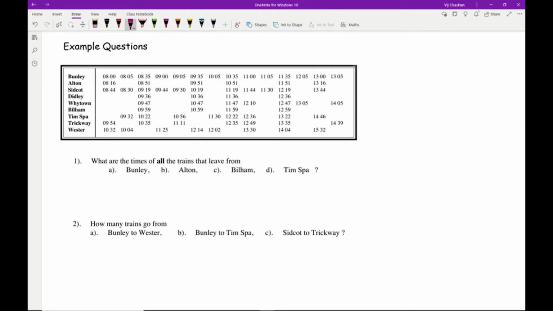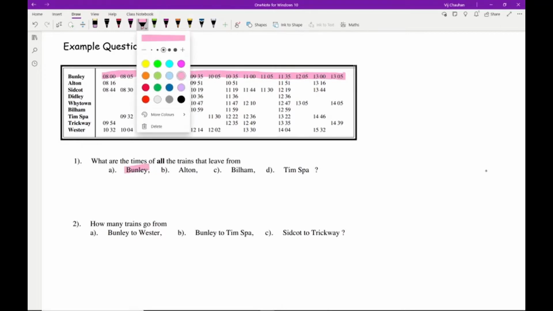For question 1, the question asks, what are the times of all the trains that leave from, and then we've got our destinations. So all the trains that leave at Burnley are going to be basically all these times here. What I would do for that question is write down all those times that are highlighted in pink, and I'm just going to highlight that in pink there.